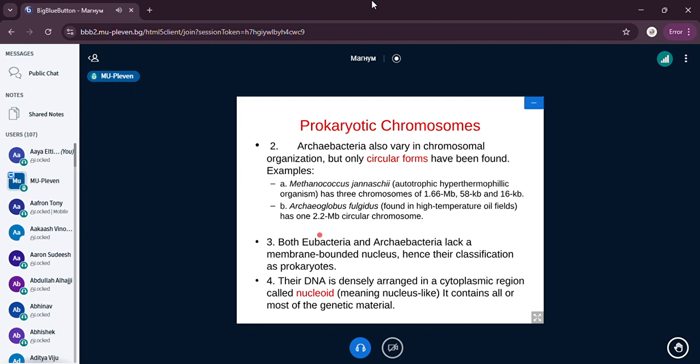Both bacterial groups, Eubacteria and Archaea, lack a membrane-bounded nucleus. Hence, their classification is prokaryotes.